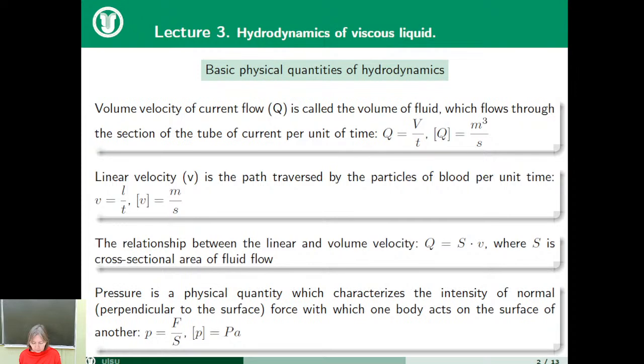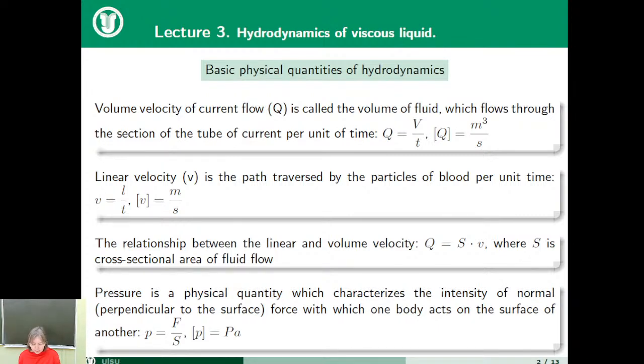Linear velocity, v, is the path traversed by the particles of blood per unit time. Look at this expression for v, linear velocity. And then the relationship between the linear and the volume velocity: Q is equal to S multiplied by v. S is the cross-section area of fluid flow.